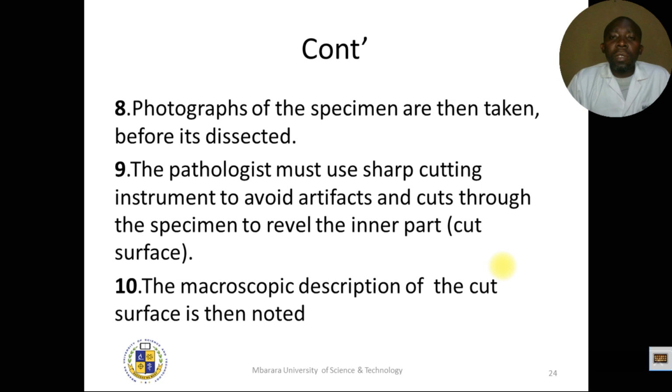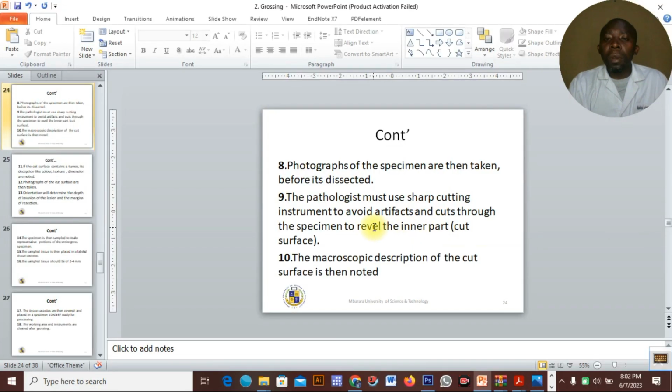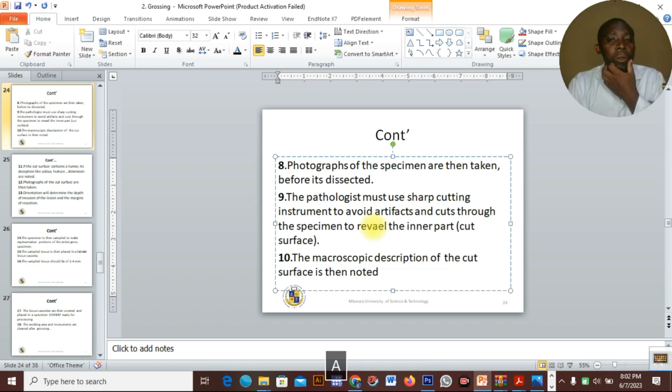Number 8, photographs of the specimen can be taken before it is dissected. So, cameras: after you have oriented and placed your tissue on the grossing board, oriented it well, you can take pictures, several photos from different positions to capture almost a 3D representation of the tissue you have. I think we need to correct some of this mistake here. This is supposed to be "to reveal."